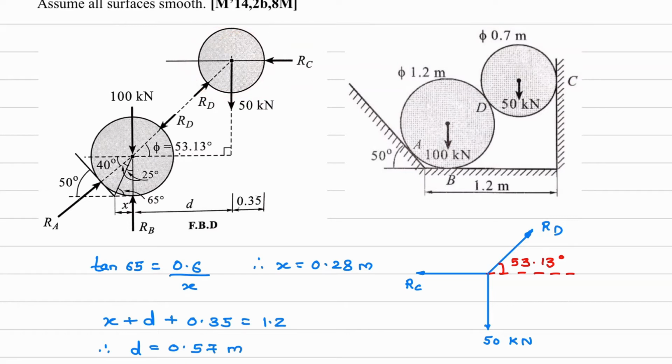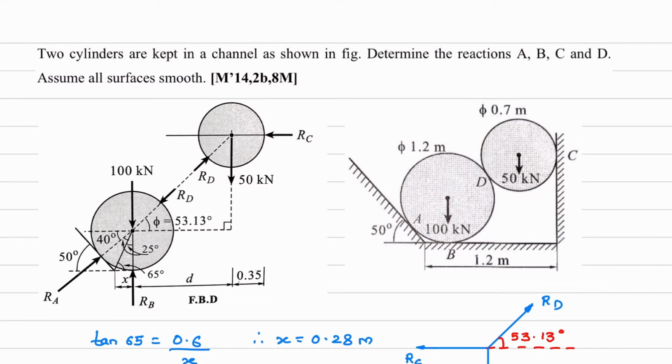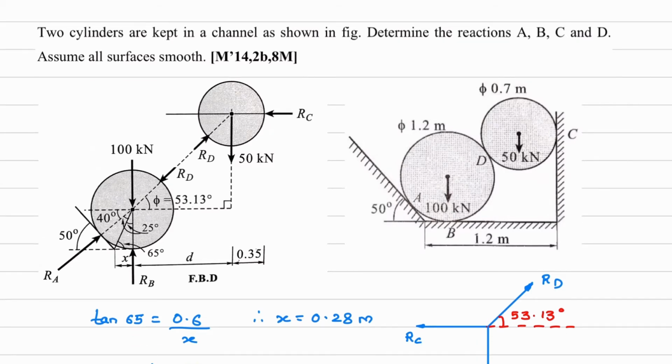Now since it is given in the question that 2 cylinders are kept in a channel as shown, and these 2 cylinders are in equilibrium, all the 3 forces RD, 50 kilonewton and RC will be a coplanar and concurrent force system. We are using the 3 force principle over here. And in the same way, if you see RD is there, 100 is there, RA is there, and RB is there, we use the 4 force principle where we can consider that all the forces are passing through the center point. Okay, this is about the FBD part.